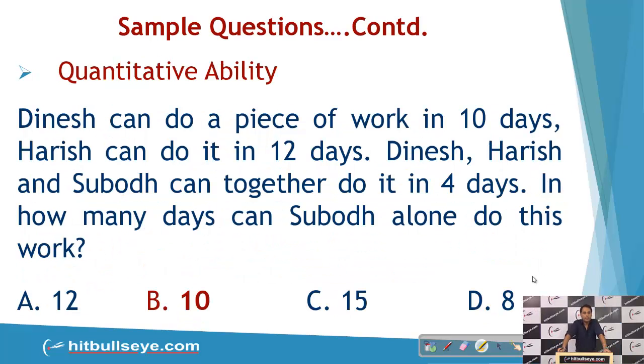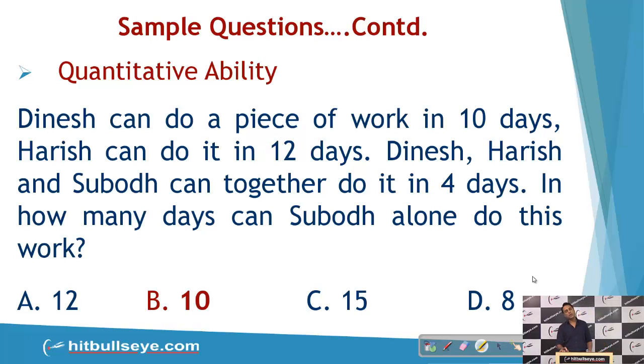Quantitative ability. Dinesh can do a piece of work in 10 days. Harish can do it in 12 days. Dinesh, Harish and Subodh can together do it in 4 days. In how many days can Subodh alone do this work? This is a typical starting question from the concept of time and work. You have been given 3 different people there, and for 2 of them, the time to complete the work is given, and the 3 of them put together is also given. You have to find the time taken by the 3rd person. So a pure application of basics of time and work.